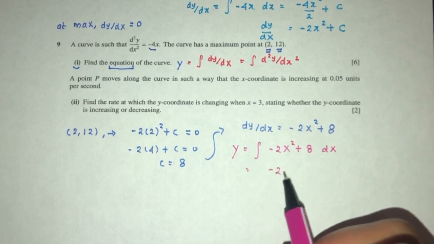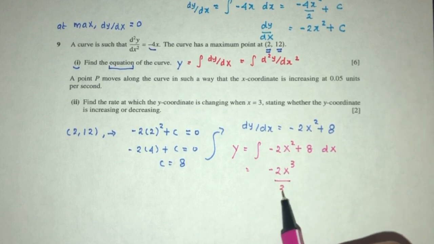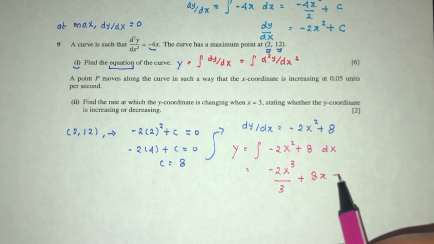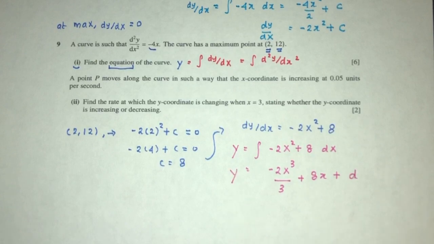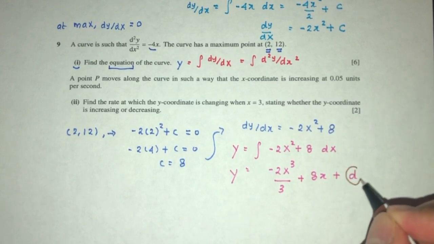That will be minus 2x power 3 divided by 3 plus 8x plus c. Oh, so here we have c already. Let's use d. That should be this. Now let's try to find the value of d. So how can we do this?